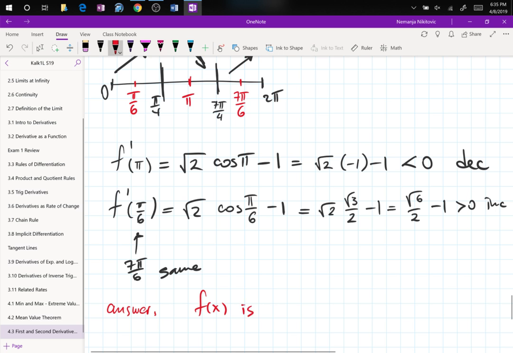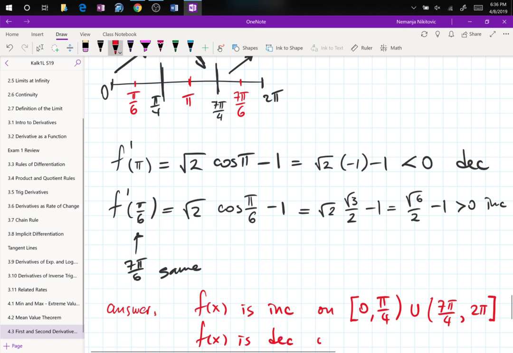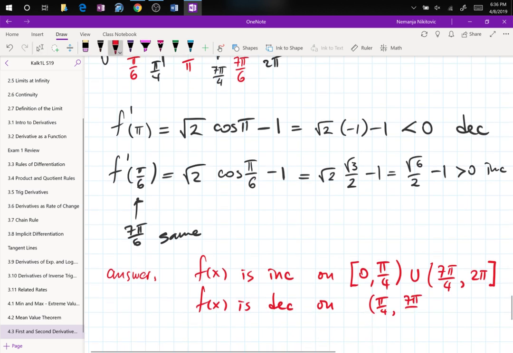Well, answer. F of x is increasing on 0 to pi over 4 union 7 pi over 4 to 2 pi. F of x is decreasing on pi over 4 to 7 pi over 4.